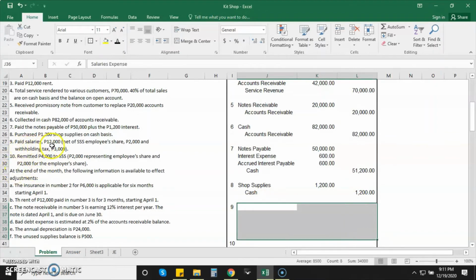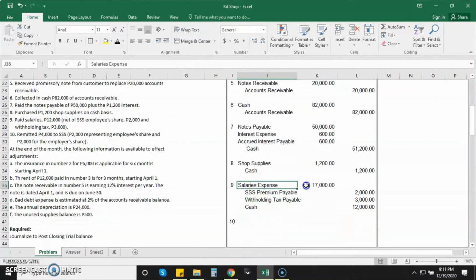Number 9, paid salaries 12,000, net of SSS employee share 2,000, and withholding tax 3,000. In this case, we are going to do compound entry. Compound entry reflecting the SSS and the tax this way. Okay. Salaries expense is 17,000. Bakit naging 17,000? Ang sabi kasi dito net. So yung 12,000 is a net. Ibig sabihin na ibawas na doon si 2,000 na SSS at si withholding na 3,000.